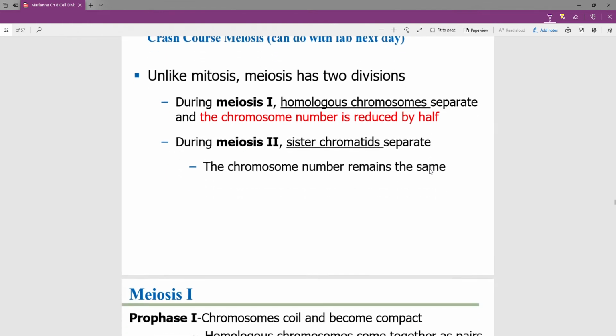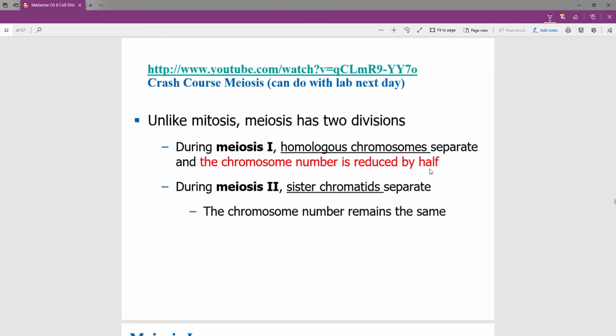So like I mentioned, there is a crash course on meiosis that you could watch both of them. It gives you a good overview. We're not going to go through the phases of meiosis in as much detail. Like I'd said, unlike mitosis, meiosis has two divisions. So it goes through meiosis 1 and meiosis 2. Meiosis 2 is the most like mitosis, because the chromosome number remains unchanged.